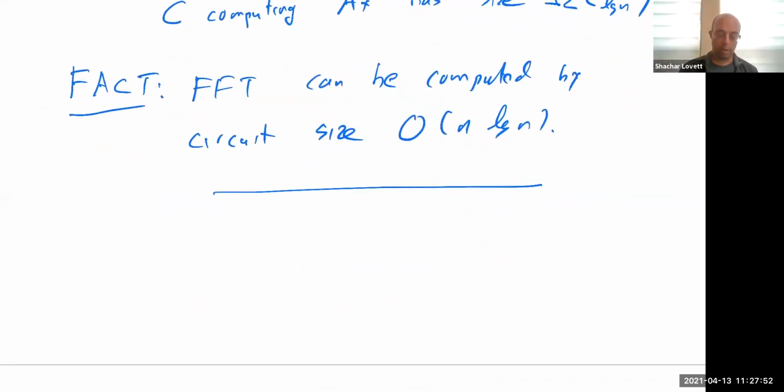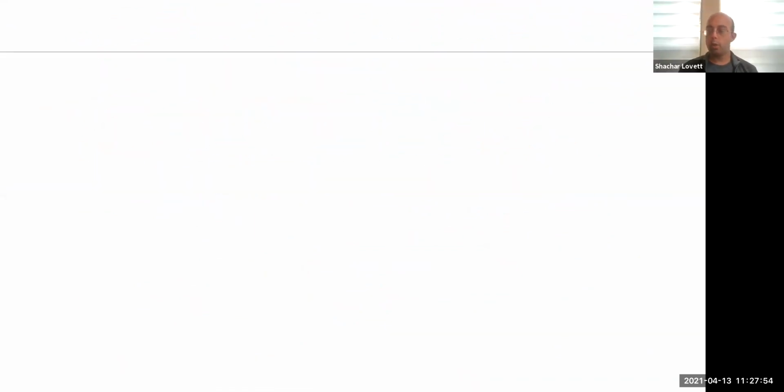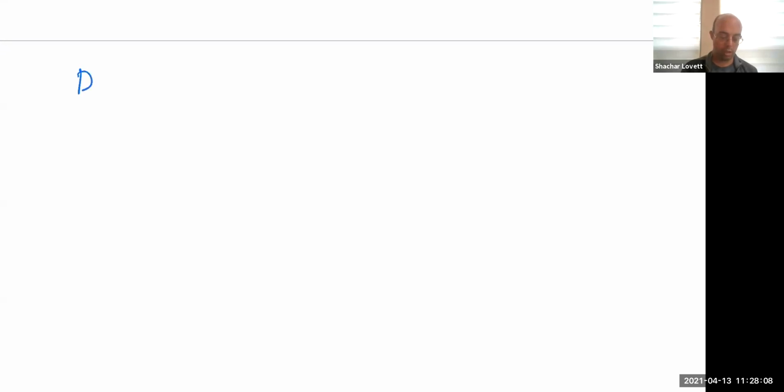Okay, so now let's move to this property. It turns out FFT has a very interesting property, which is that all of its submatrices, k by k submatrices for any k, have full rank. So let me define this property. Here's going to be the definition.